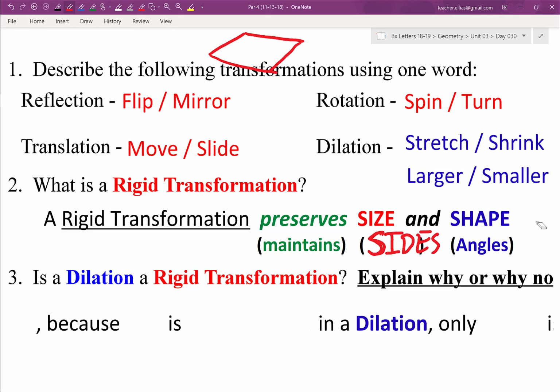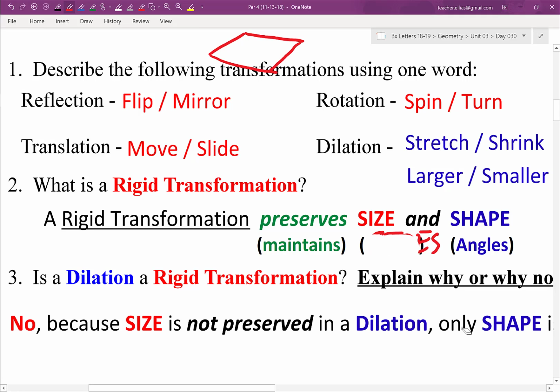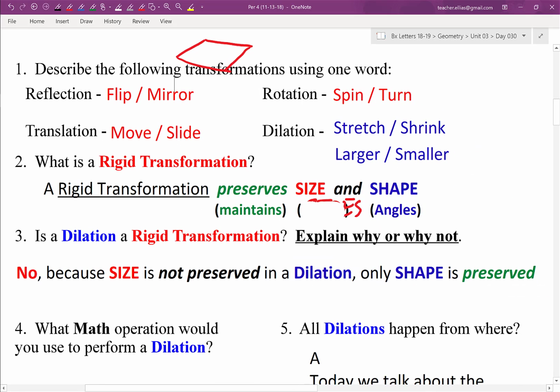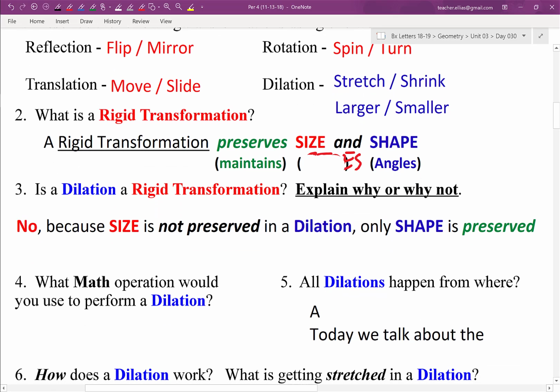Is a dilation a rigid transformation? I said no. Why not? Because it does maintain the shape, but it changes the size. It multiplies dimensions. Yeah. Perfect. All of that is correct. Size is not preserved because it's getting multiplied. The dimensions are either going to get bigger or smaller. Only shape is preserved.